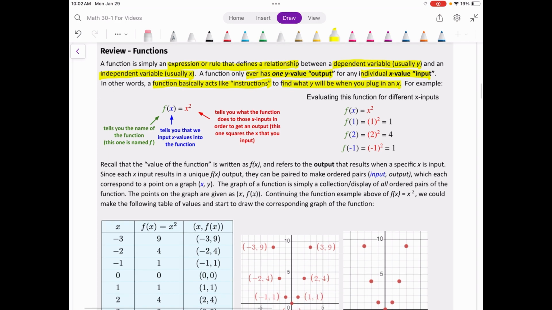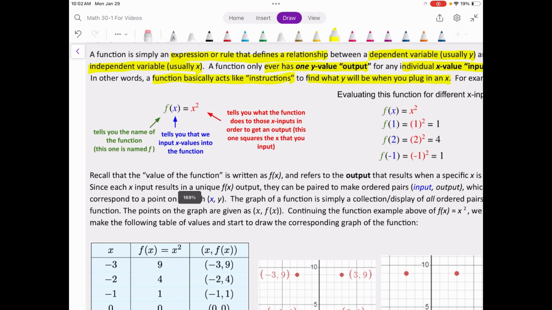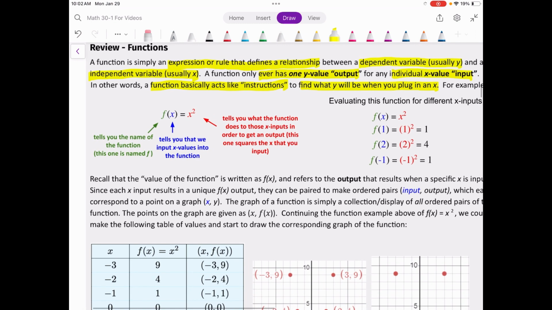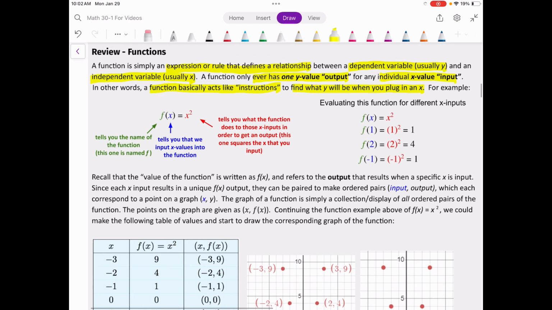Let's take a look at an example, one you know and love from Math 20. We studied this a lot in Math 20. This is the function y equals x squared, or as we would say in function notation, f of x equals x squared. At its core, this is saying here is how the value of y depends on the value of x.